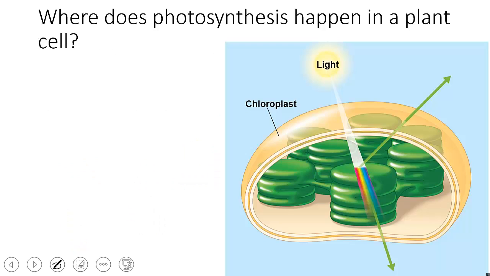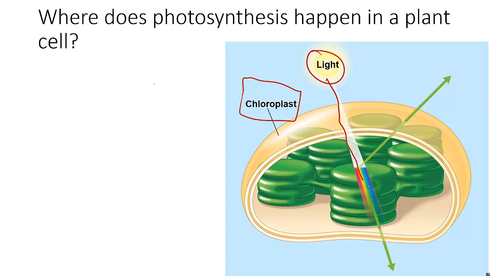Where does photosynthesis happen in a plant cell? The chloroplast is where photosynthesis happens, where light is going to go in there and get turned into sugar. It happens inside the chloroplast.